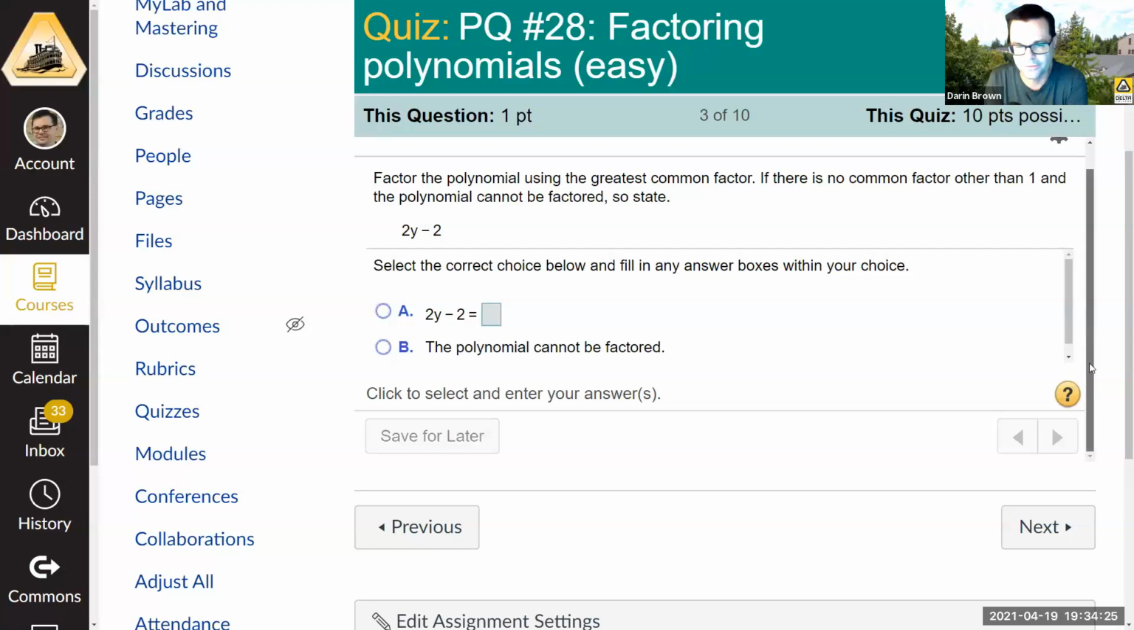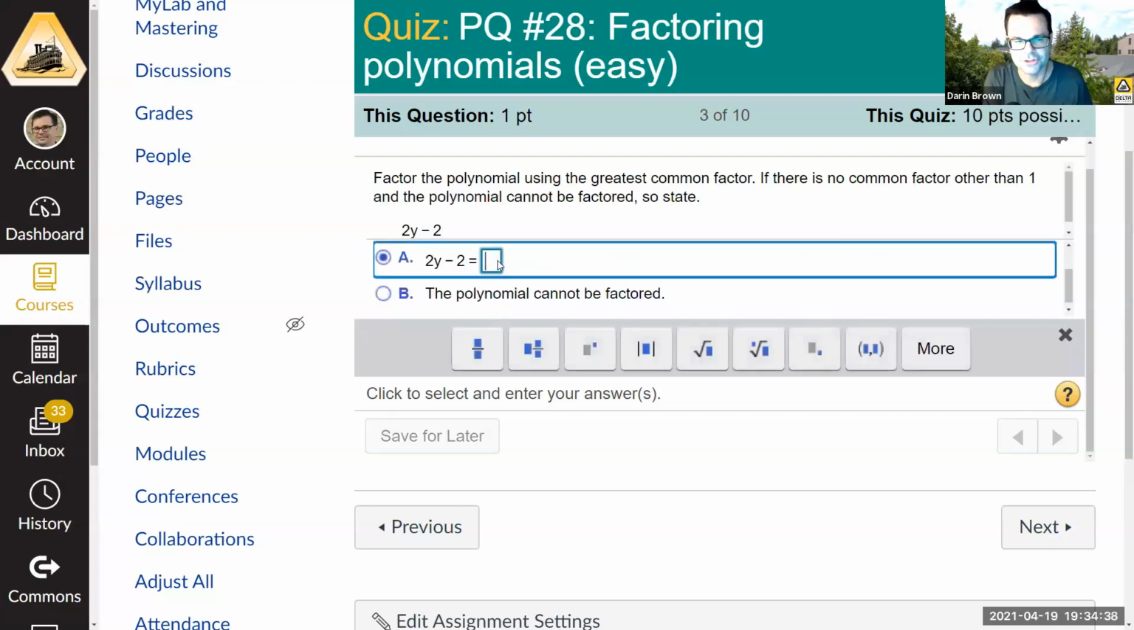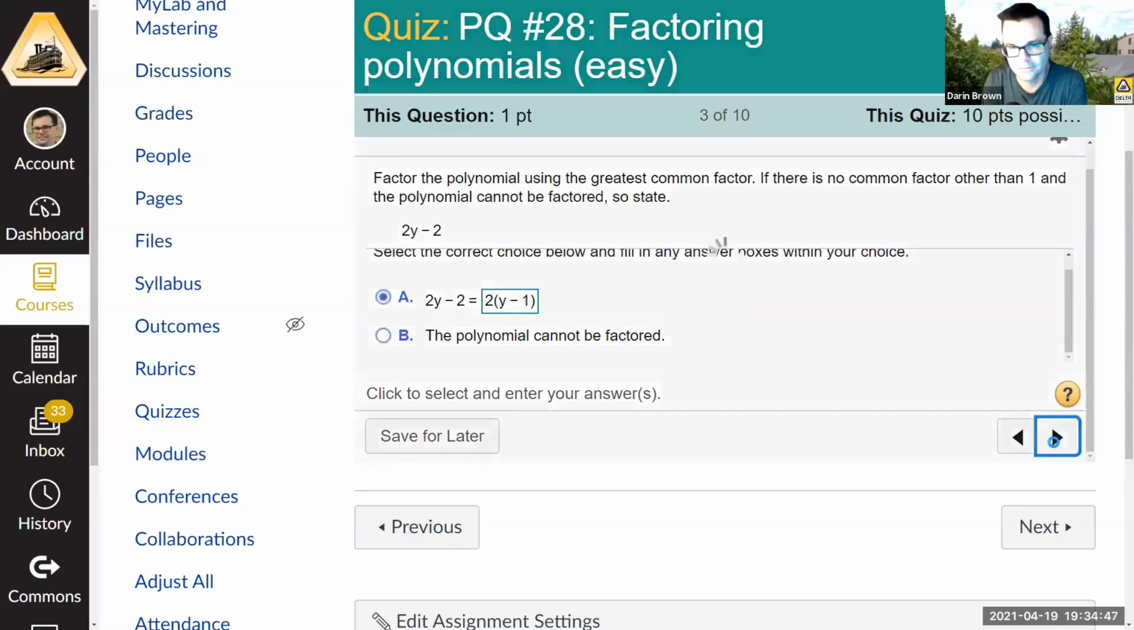I guess we go through all of these. I'll give you a second to do this. This one is probably the simplest in the entire set. All right, so this is just a GCF. There's a factor of 2. So I factor out the 2, with y minus 1 left over.